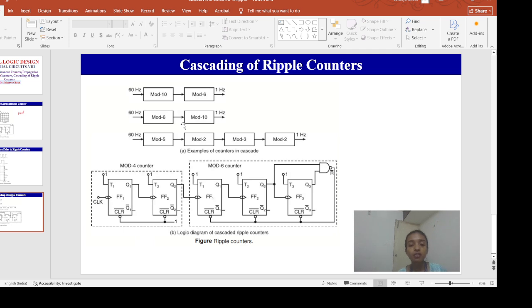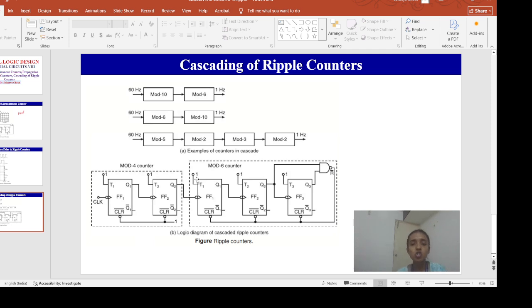These mod MN counters are often constructed by cascading lower modulus counters because of the availability of certain standard modulus counters in IC form. So this is 5 into 2, 10. This is 3 into 2, 6. So this is again a mod 60 counter.